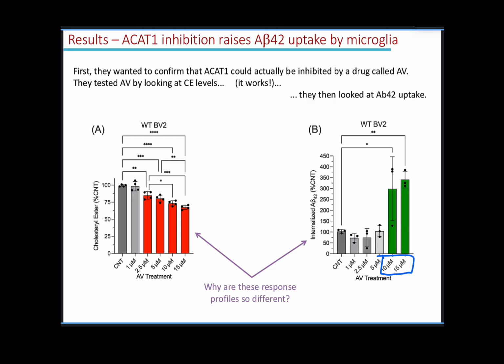So my question to you now is, why do you think these response profiles are so different from one another? For inhibition of the enzyme at the catalytic level, we seem to have that linear regression going down. For enhancement of A beta peptide uptake, I suppose, there is this lag followed by a very steep increase in the function. So why do you think that might be?